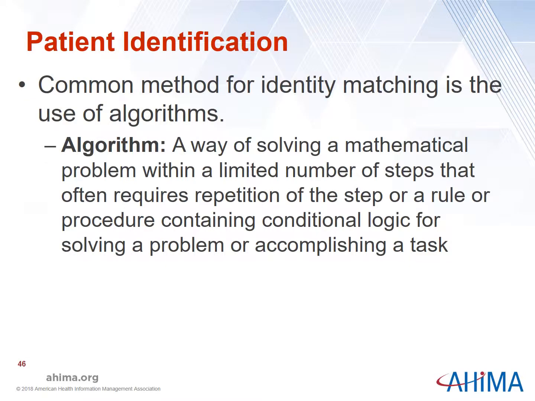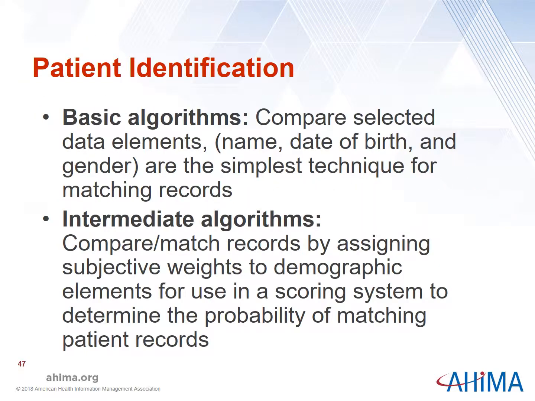A common method for identifying matching is the use of algorithms. An algorithm is a way of solving a mathematical problem within a limited number of steps that often requires repetition of the step or a rule or a procedure containing conditional logic for solving a problem or accomplishing a task. The sophistication of the algorithm depends upon the type and amount of data needed to solve the query.